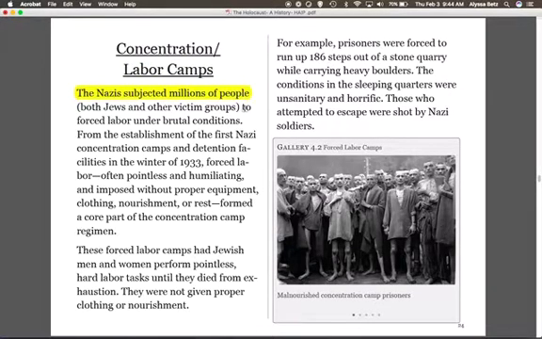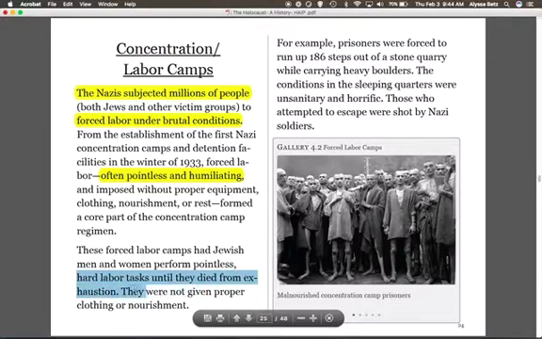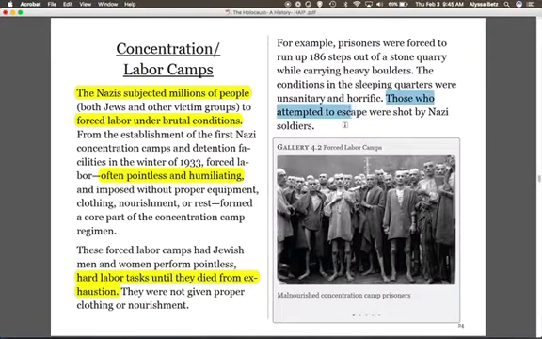Nazis subjected millions of people to forced labor under brutal conditions. It was often pointless and humiliating. The hard labor tasks were created to have people work so hard until they were exhausted and eventually died. And then we'll also put this in box 1 as well.